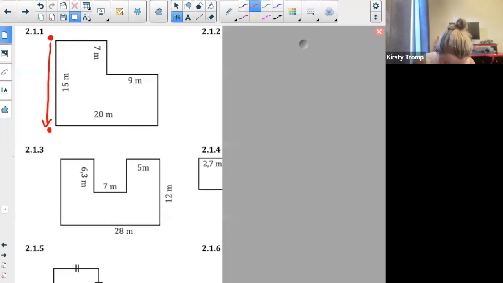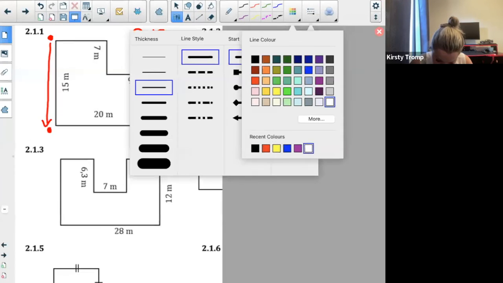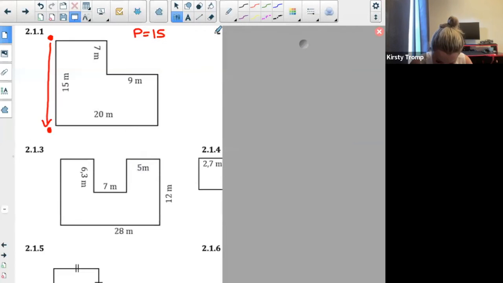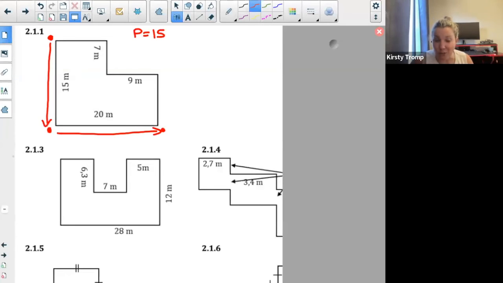That one I can go say, all right, well, perimeter is going to be equal to 15 because I know that one. Plus. So just going to give myself a little bit more space here quickly to write on. Okay, so 15 plus. Now, Peter's going to walk from that point to that point. So he's got to walk all the way along here. Do we have a measurement for that space there? Yes, we do. It's 20 plus.